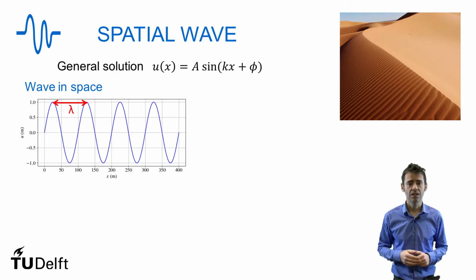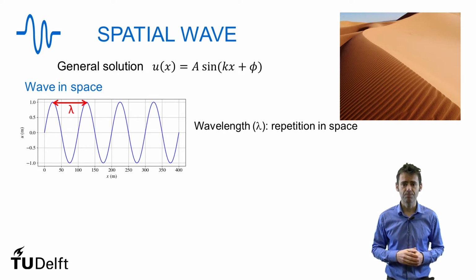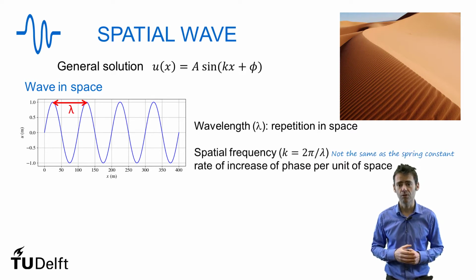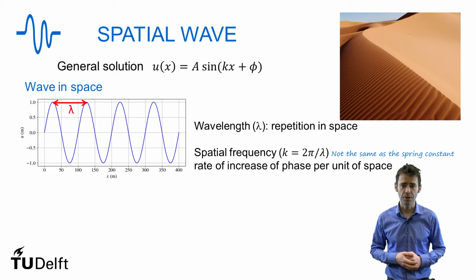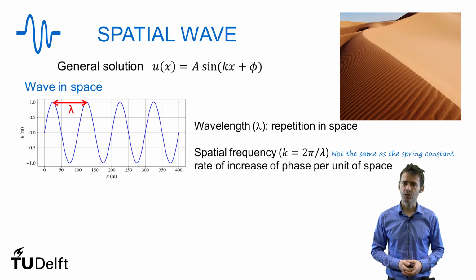Now in this case, the repetition in space, the period, is lambda, and the spatial frequency k is equal to 2 pi over lambda. This is the rate of increase of phase per unit of space. And note here that this k is not the same as the spring constant we have defined for the harmonic oscillator.